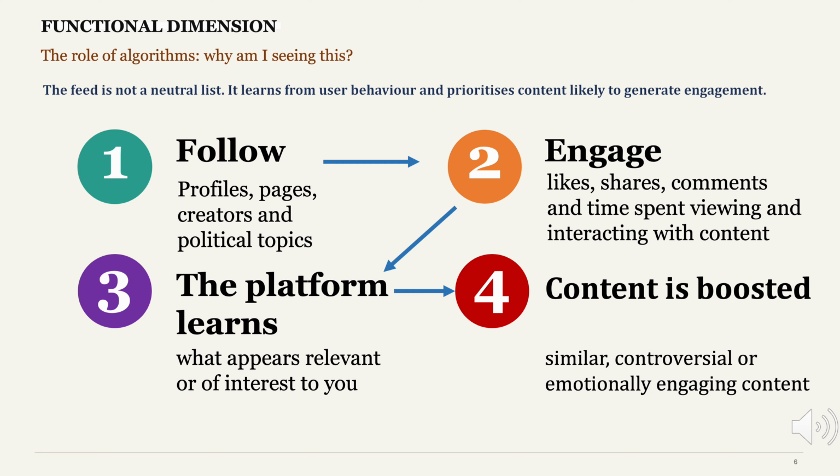At the same time, algorithmic feeds may reduce the diversity of information users encounter and amplify controversial, emotional, or highly engaging content. Over time, this can contribute to so-called filter bubbles, where users repeatedly see more similar viewpoints and less alternative perspectives. A useful question for users to ask themselves is, why am I seeing this content, and what signals may have led it to appear in my feed?